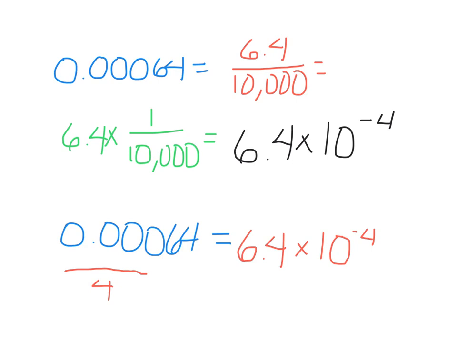Also, an easy way to remember is if you go backwards, 1, 2, 3, 4, it's negative. So you're going backwards when it's a decimal, so it's a negative number.